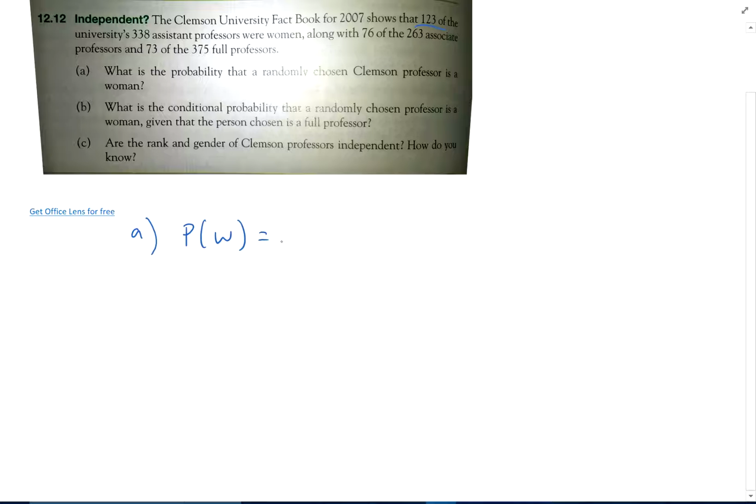Well, how many professors are we talking about? We're talking all professors, so that would be the total. There are 338 plus 263 plus 375. That's the total number of professors. And how many of them are women? Well, there's 123, 76, and 73 are women. So we've got the number of women on the top, and the total number of professors on the bottom.